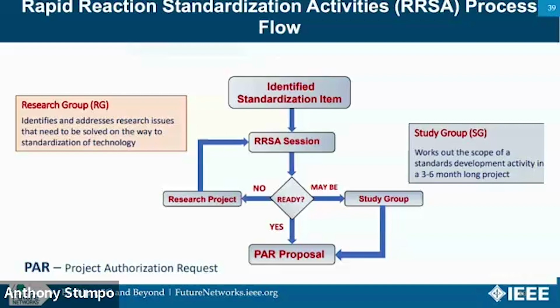So basically, an identified standard item goes to an RRSA session, and it is evaluated by the committee members. If it is ready, then it goes to the project authorization phase. And if there are certain question marks, then it goes to a study group, and then it goes to the PAR phase. If it is not ready, then it goes back to the research project, and research is continued. So this is typically the process IEEE follows, which is very technology driven.